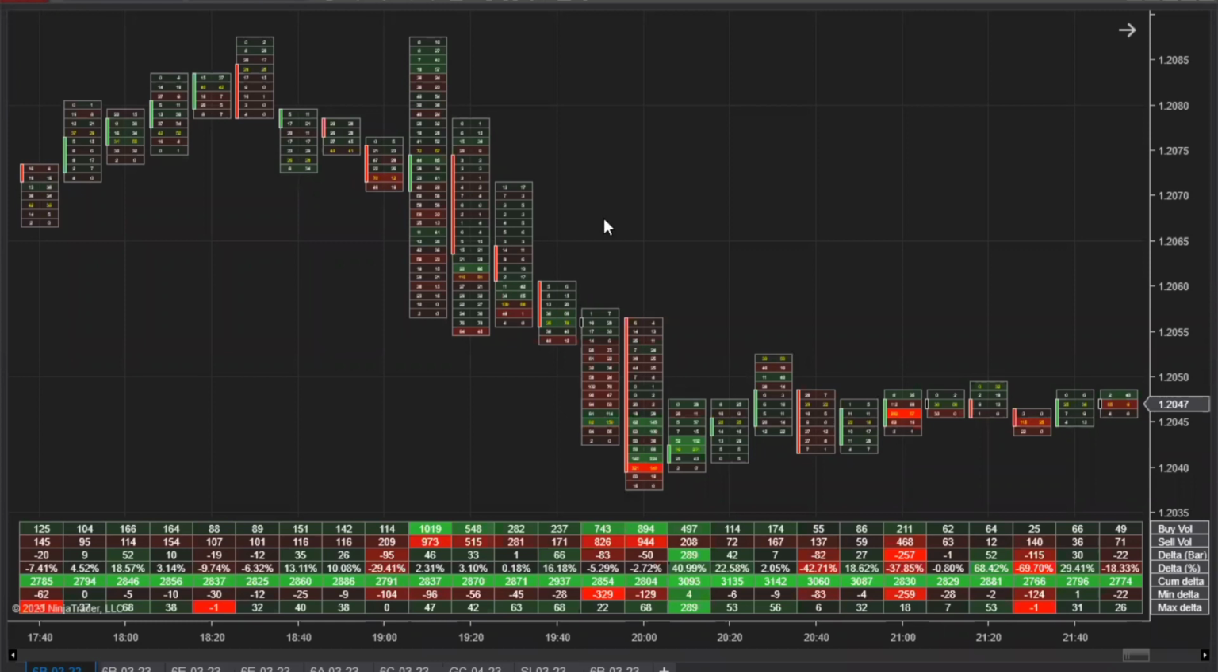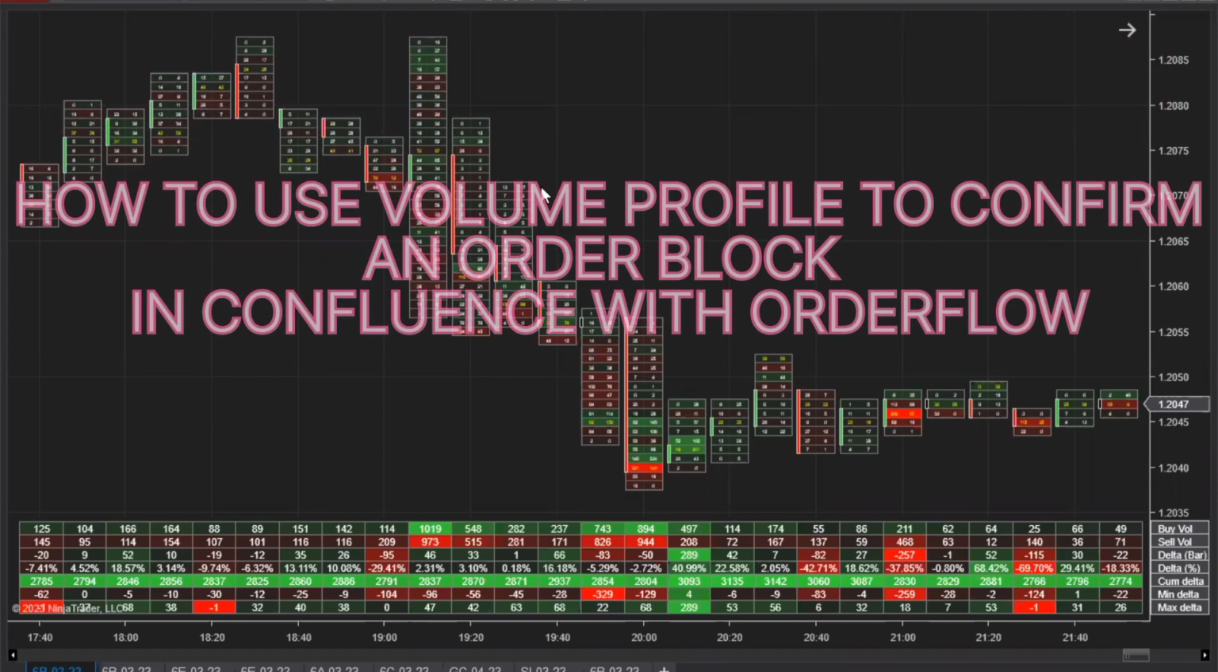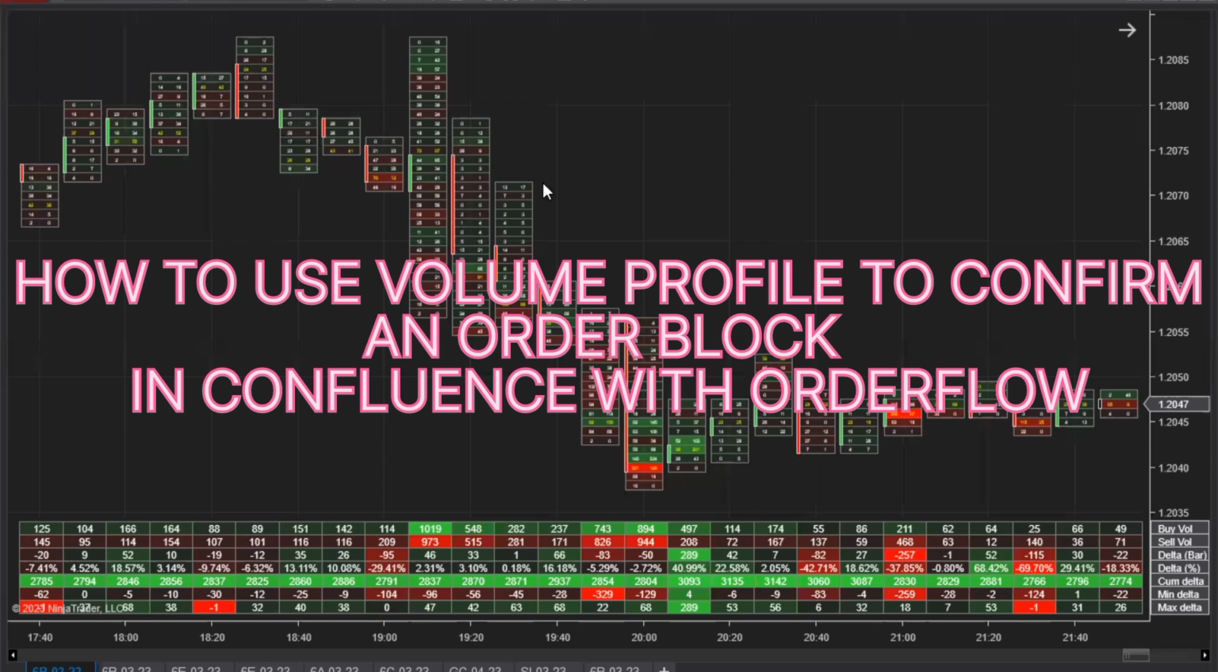Today we are going to be having a very interesting topic, which is how to use volume profile to confirm an order block in confluence with order flow. All right, so don't mind me with the long topic, but just how to use volume profile to confirm an order block. But before that, let's talk about yesterday because we had an interesting news yesterday, which was the FOMC.